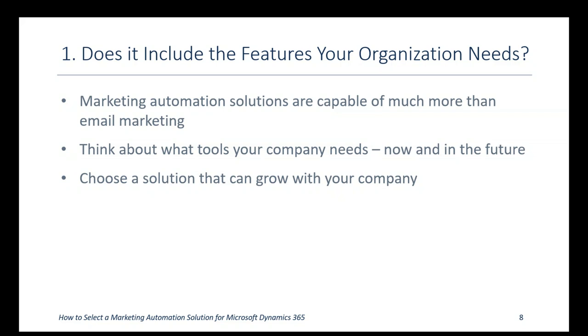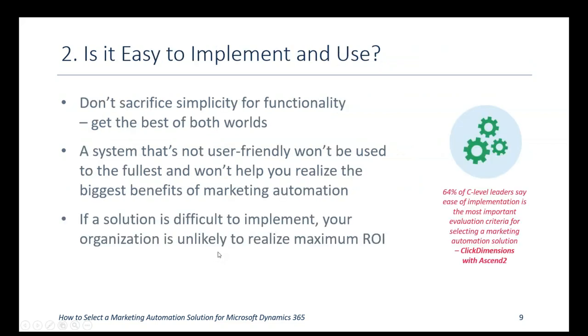So you really need to take the time to think about whether the solution you're considering includes all the tools your company needs, not only for current marketing, sales, and customer service, but also keep an eye on what your future roadmap looks like, so you're covered as you continue to grow. While your org might not be using SMS messaging today, for example, it's something you should be considering for the future. So make sure you choose an automation solution that can grow with your company's needs in the marketing realm.